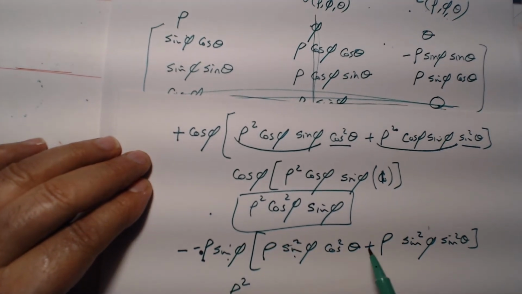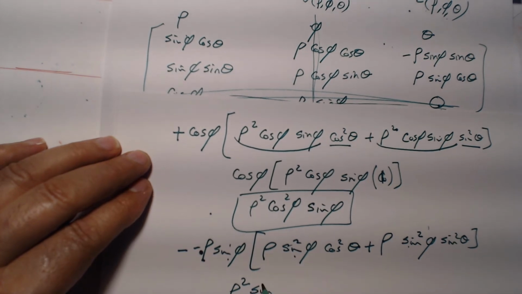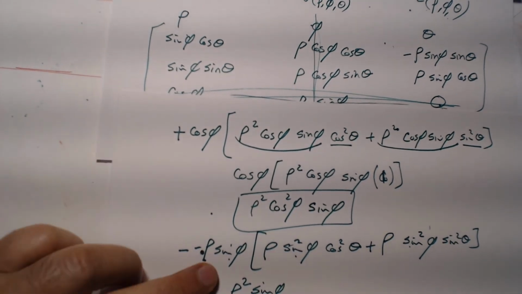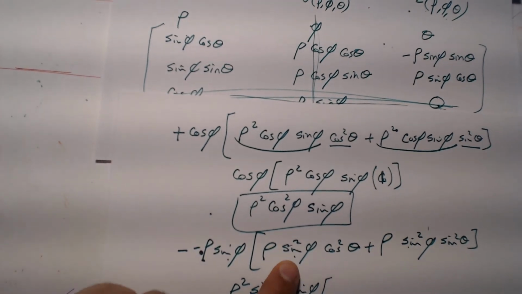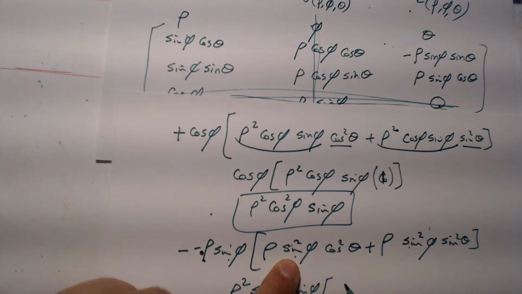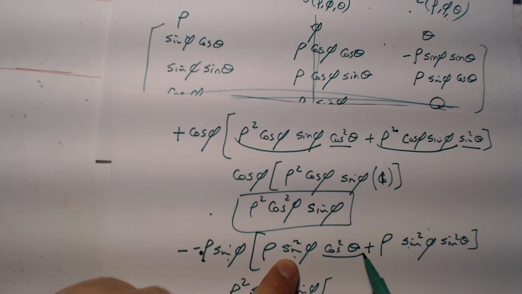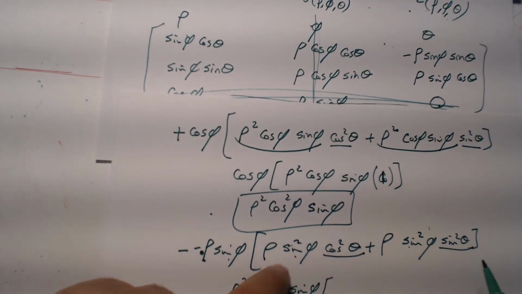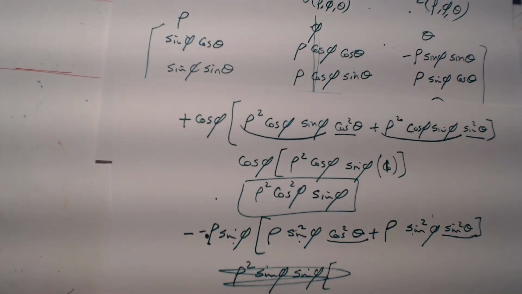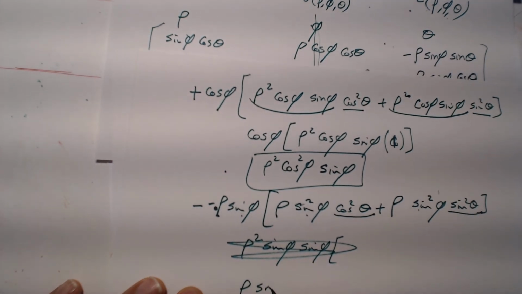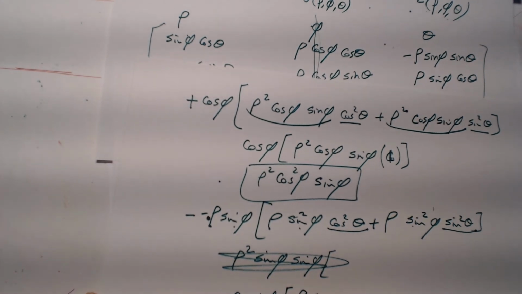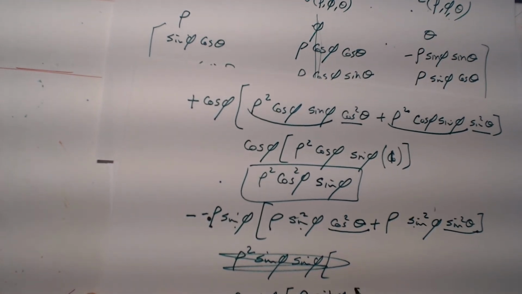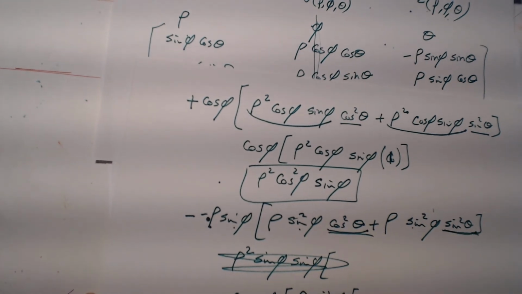I have a sine of phi in all of them. I'm going to factor sine. I have a sine of phi here. I'm going to factor another sine of phi. What I have here, okay, in here I have sine squared plus cosine squared. Let me not do that. Let me write rho sine of phi, and I'm going to factor rho sine squared of phi. Cosine squared plus sine squared is 1.